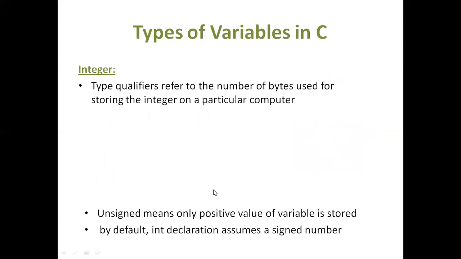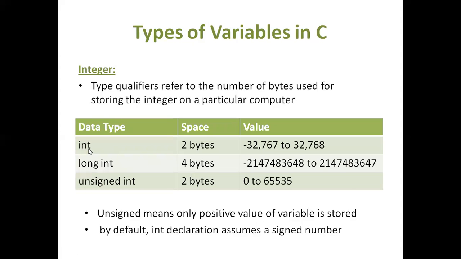These type qualifiers tell us the number of bytes which will be used for storing the integer on a particular computer, or how many bytes the compiler will reserve. If we have written only int, then it refers to the short integer and it will reserve 2 bytes in memory, and the values it can store are -32767 to 32768. This is the range. From this range you can store any value in the int.